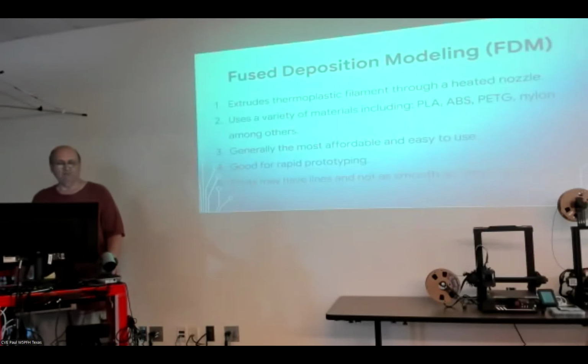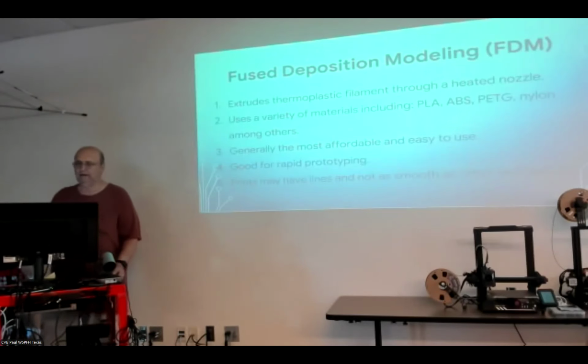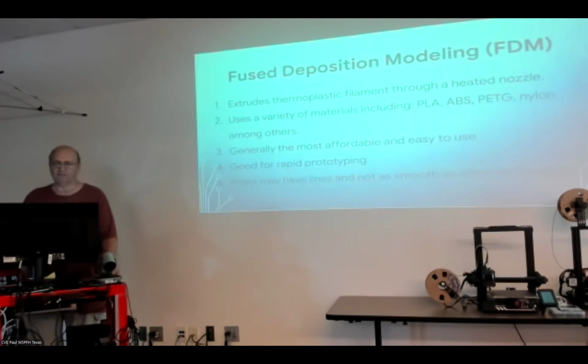So the fused deposition modeling basically melts plastic and extrudes it through a heated nozzle. Uses a variety of materials. You can study on these online, but there's PLA, ABS, PETG, nylon, among others. Mike could probably list off about a dozen others. It's generally the most affordable type of printer. So if you're interested in 3D printing, it's probably the kind you want to get, unless you're into something that's very small, very fragile, very tiny type prints.